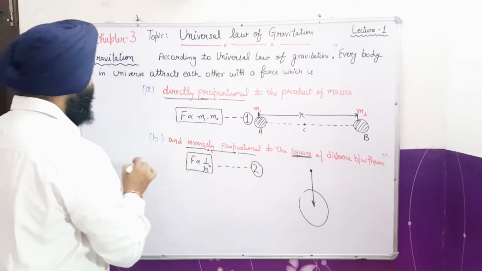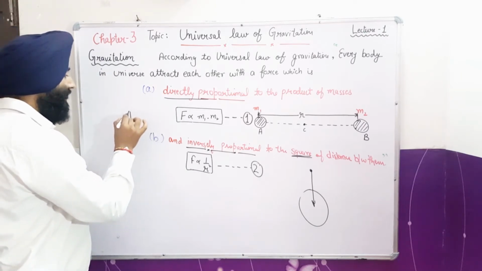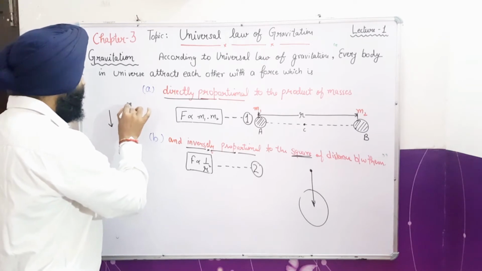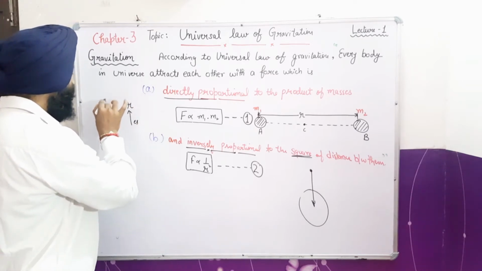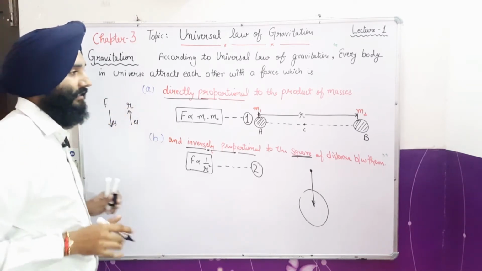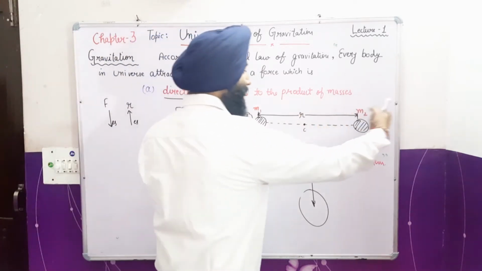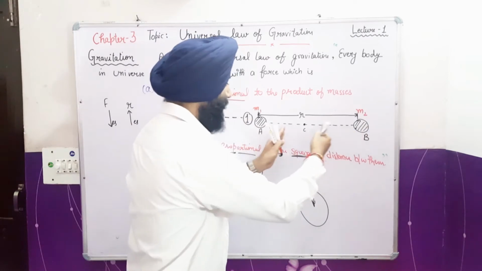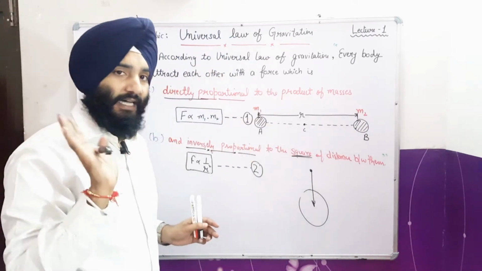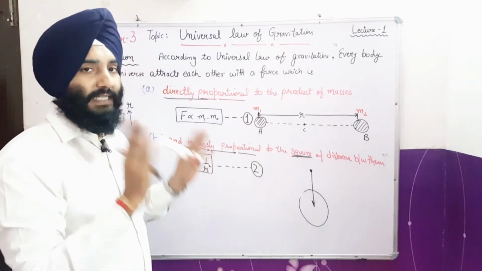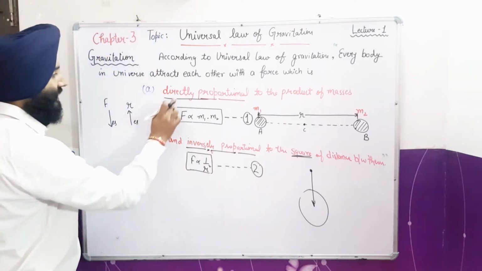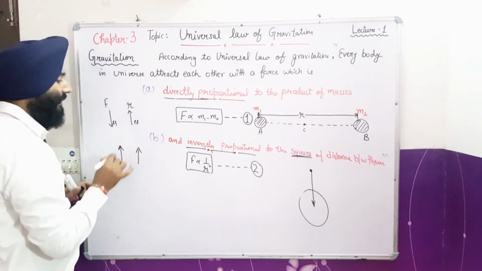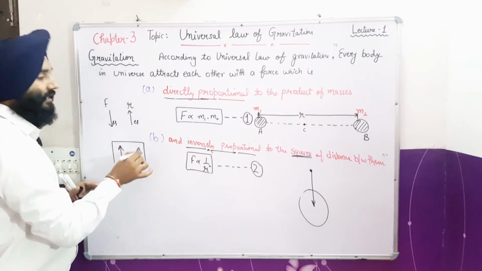Fine. So inversely proportional means if one quantity increases, what will the second quantity do, children? It will decrease. Suppose we increase the value of R, it means the value of force is what? It decreases. So if we increase the separation distance, the force will decrease. If we decrease the separation distance, the force will increase. I hope this concept is clear. So directly proportional means if I increase one quantity, the other quantity will also increase. This is the meaning of directly proportional.